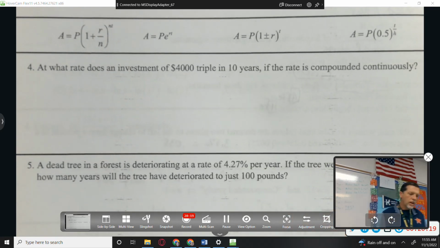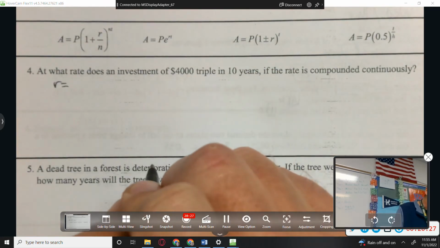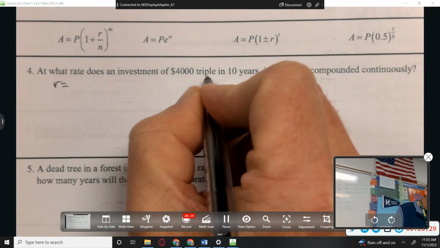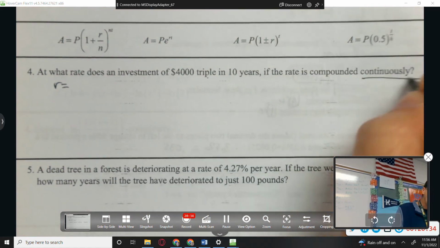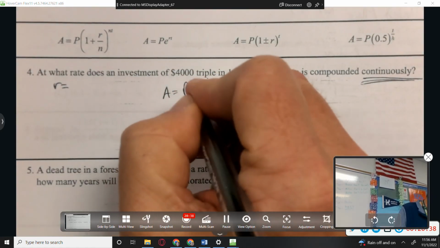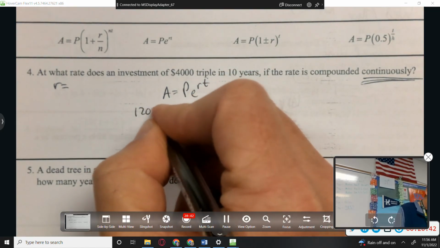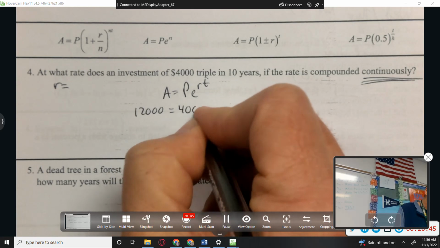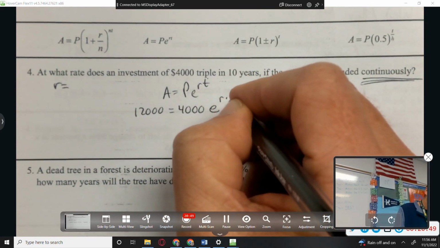So number 4, at what rate, so already we know what we're looking for, at what rate does an investment of $4,000 triple, so $12,000, in 10 years, compounded continuously? Continuously being the magic word to tell me which formula to use. So $12,000 equals $4,000 e to the r times 10.